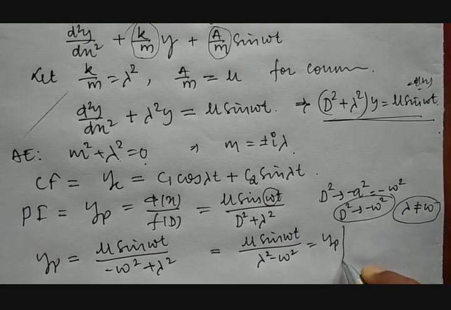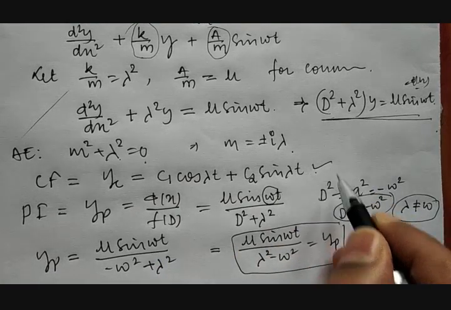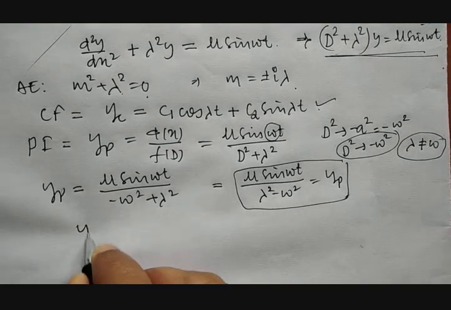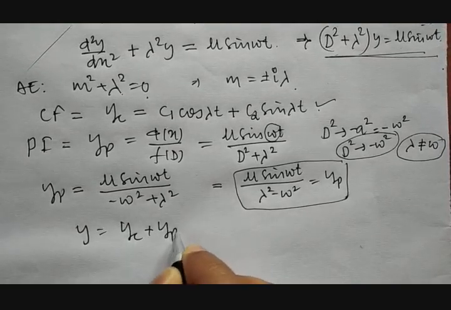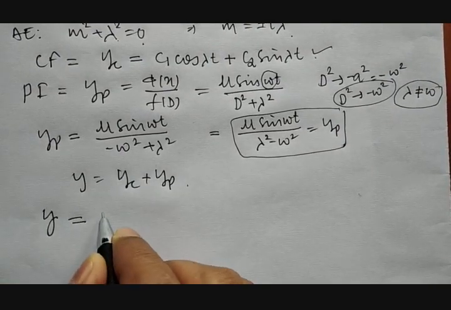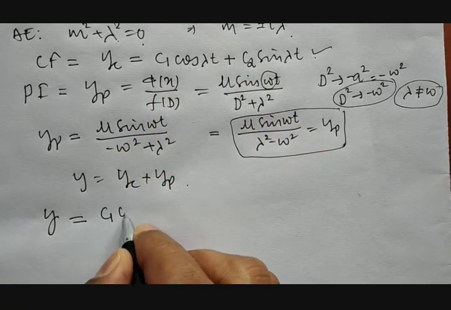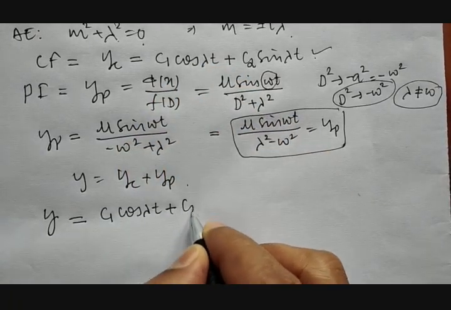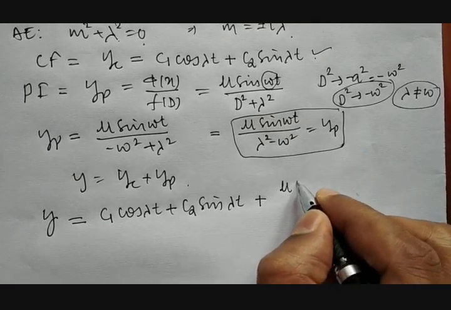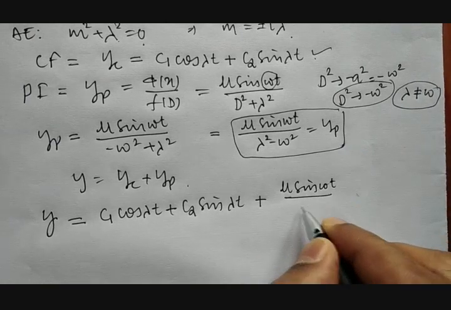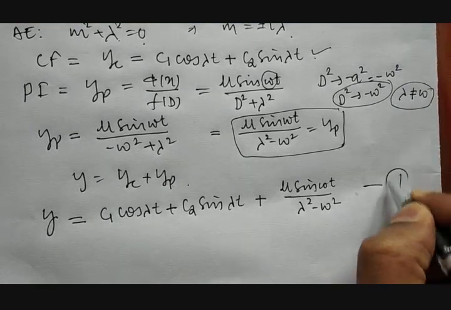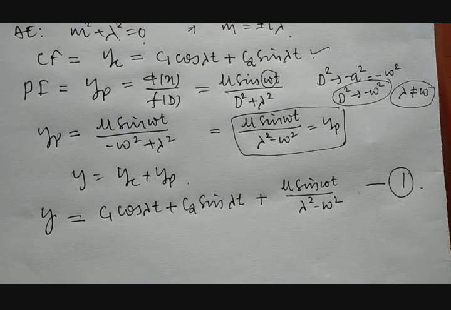This is yp. Okay, we have yc, we have yp. Therefore the complete solution can be taken as y is equal to yc plus yp. Therefore y is equal to, what is yc? Yc is a complementary function, that is c1 cos lambda t plus c2 sin lambda t plus yp. Yp is mu into sine omega t divided by lambda square minus omega square. So this becomes a complete solution, and I call it equation number 1.